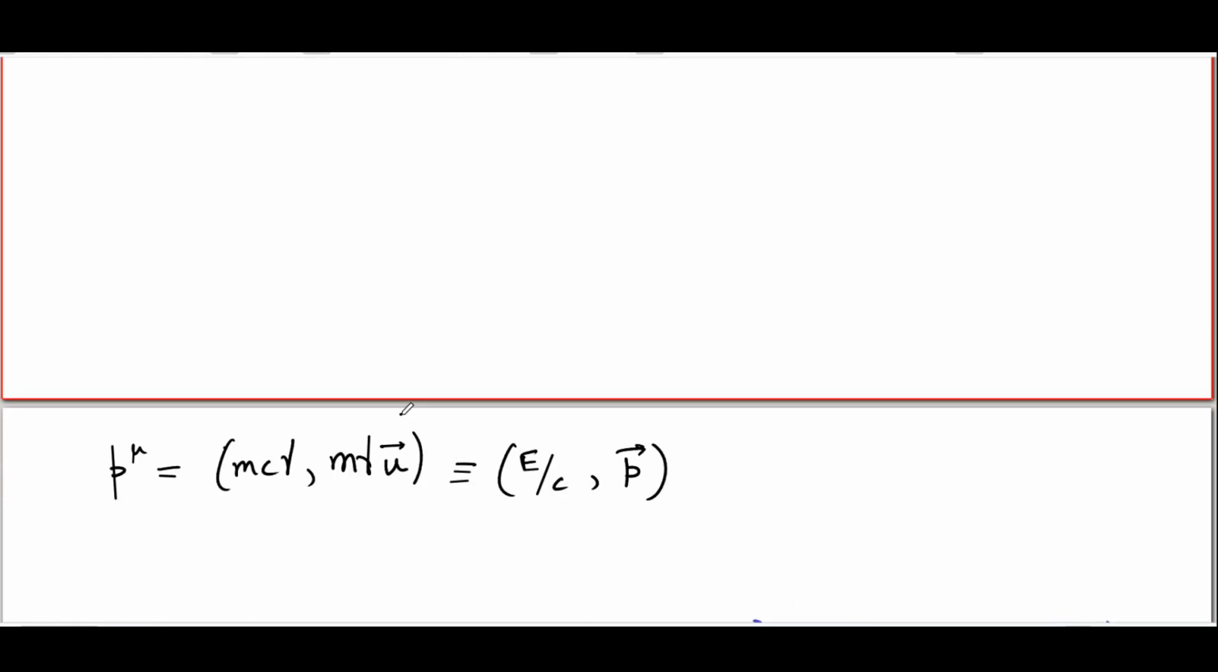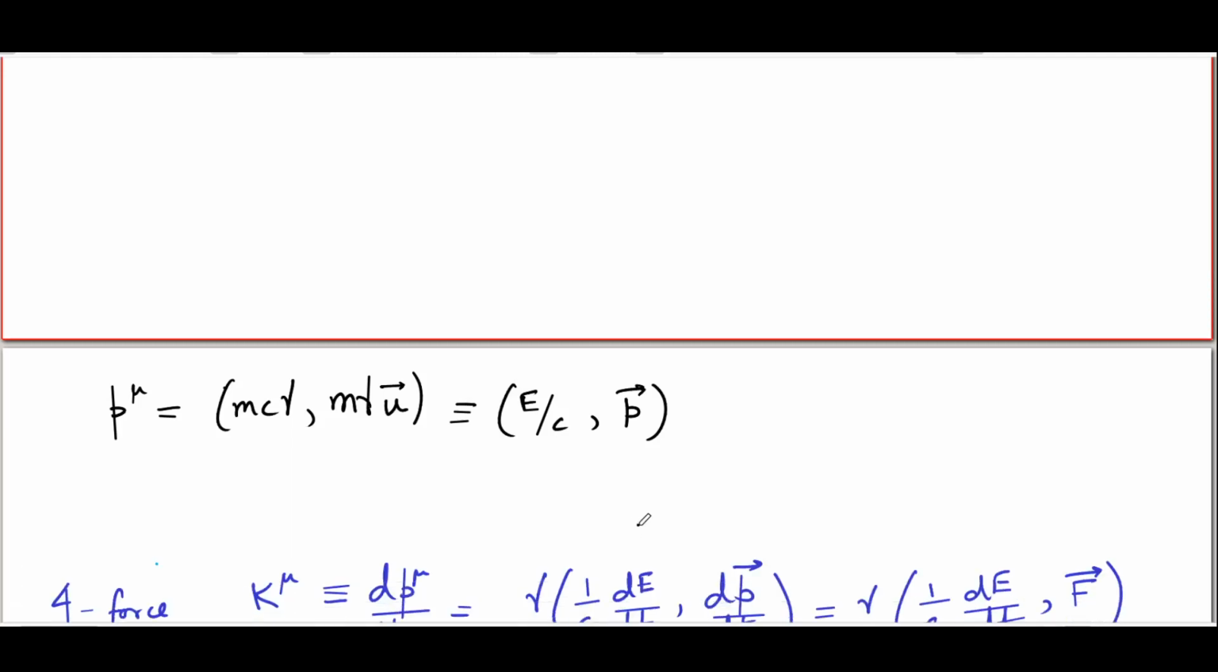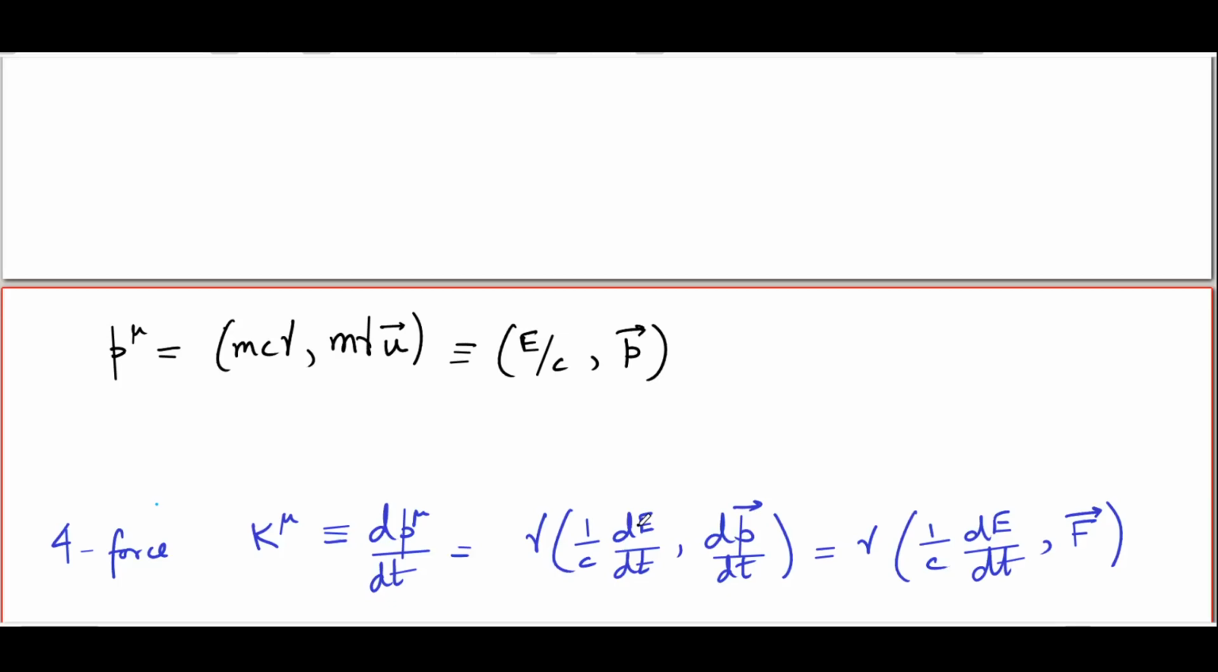Since p mu is given by mc gamma, m gamma u, remember mc gamma is simply E by c, energy divided by the speed of light, and m gamma u is the 3-momentum of the point particle whose mass is m. Differentiation immediately leads to k mu being given by this.